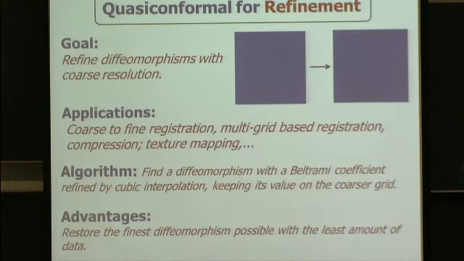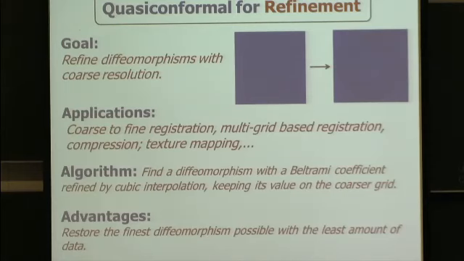Another application of the Beltrami representation is quasi-conformal refinement. The goal is to refine a coarse diffeomorphism defined on a coarser grid into a fine diffeomorphism defined on a high resolution grid. There are lots of applications. For example, we can do coarse to fine registration.